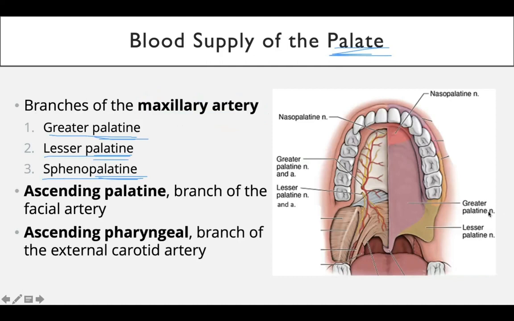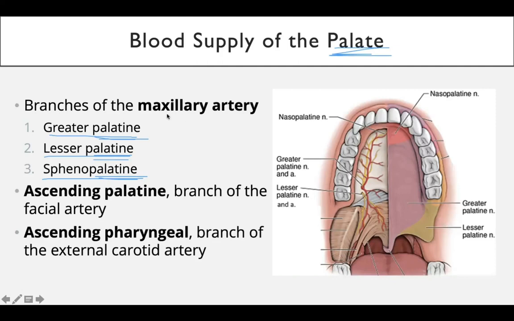So we also had a greater palatine nerve and lesser palatine nerve. We also have the greater palatine artery, whose branches supply a lot of area, and then the lesser palatine to a smaller area of the palate. Then there is also the sphenopalatine.